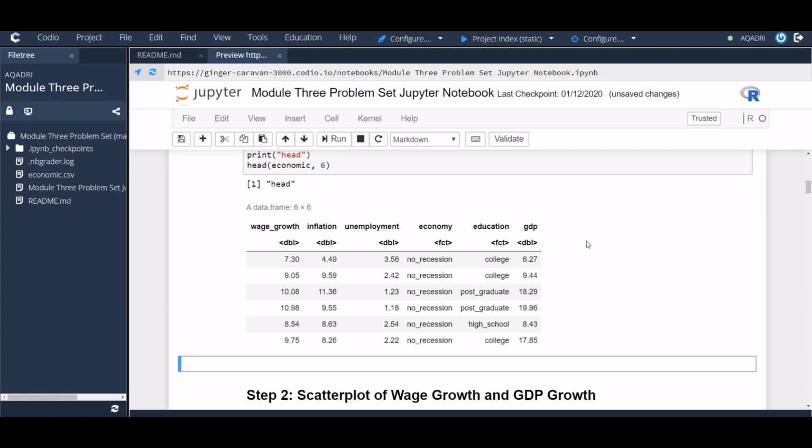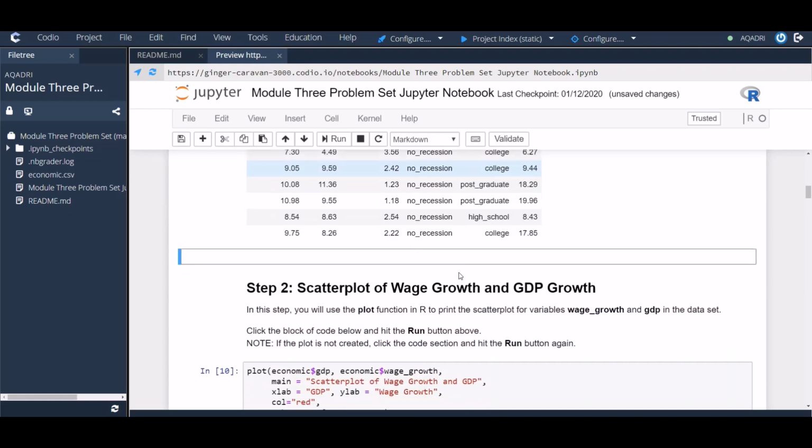So here are all the variables. The nice thing here is that economy and education have string data or text data, so they're automatically read as factor variables. So you don't really need to tell R that these are factors. Okay, so this is how the data is read, and now let's move on to step two.